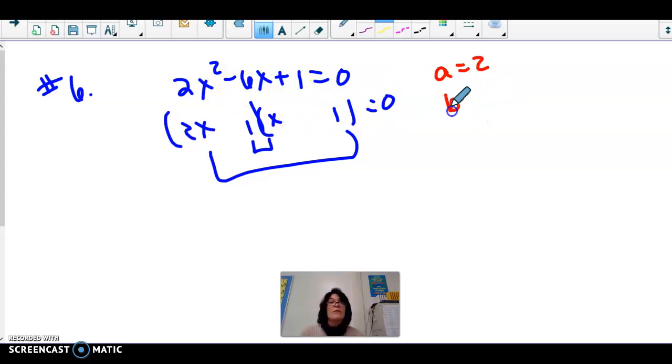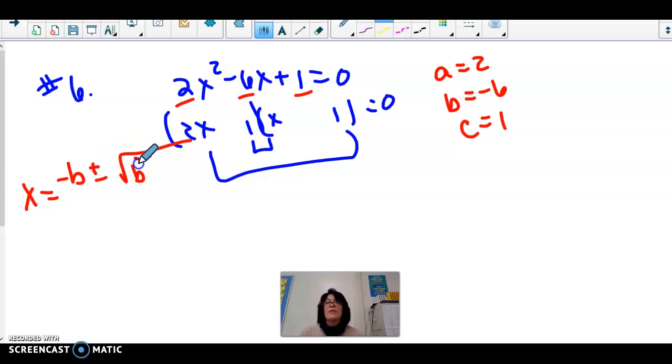What's B equal? -6. And C equals 1. Okay, I refer to my quadratic formula, which is on the other page, and as you notice, it's on your worksheet. I put it right at the top of your worksheet.